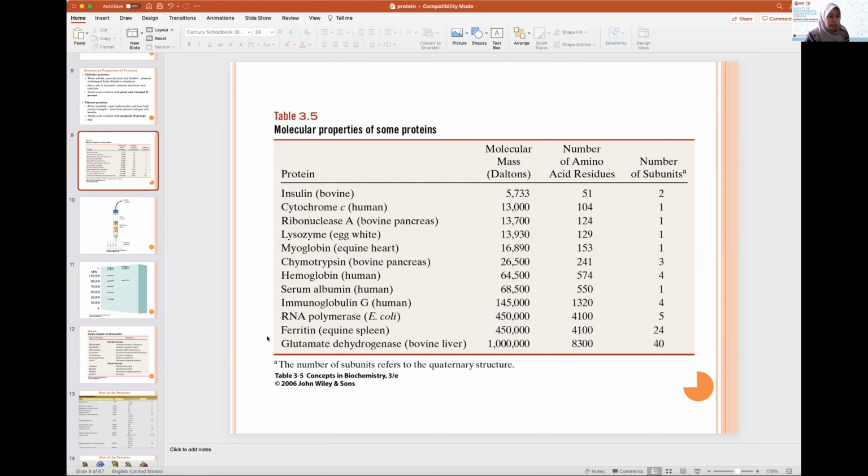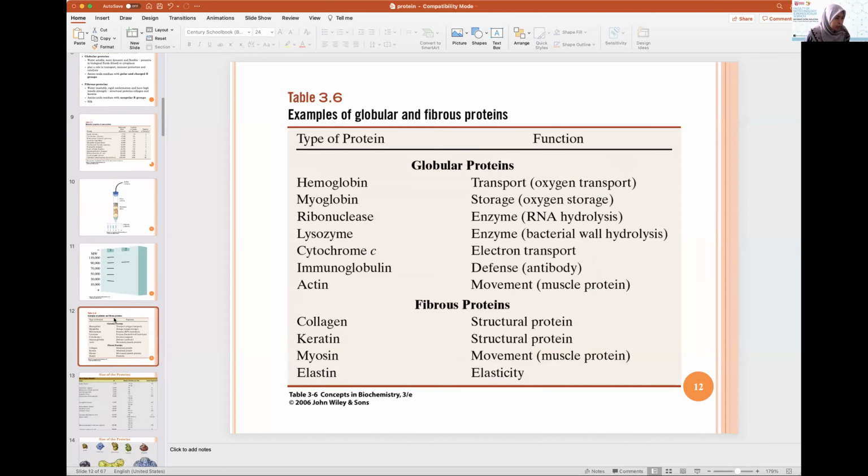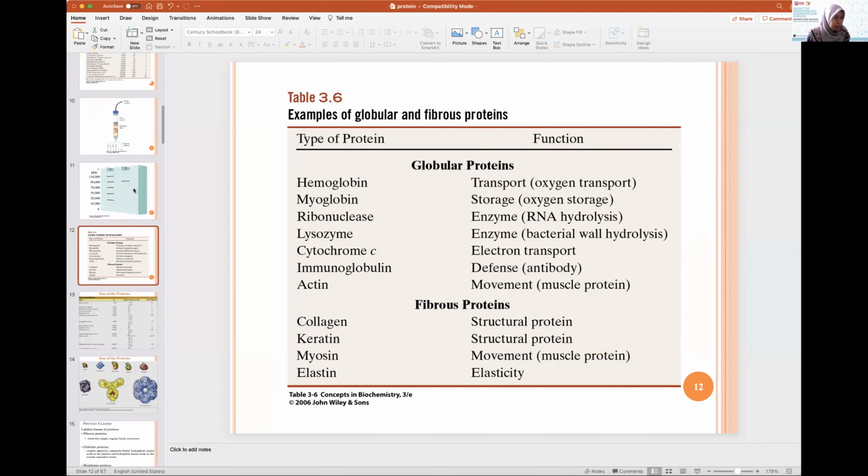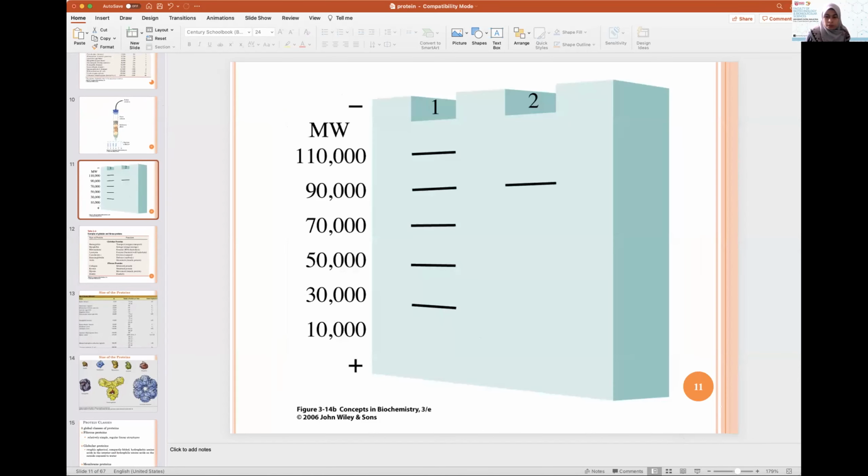Then we have serum albumin at 68 kilodalton and immunoglobulin G at 145. These will be very distinct sizes. So this will be the size of the protein. Okay, this one is done.